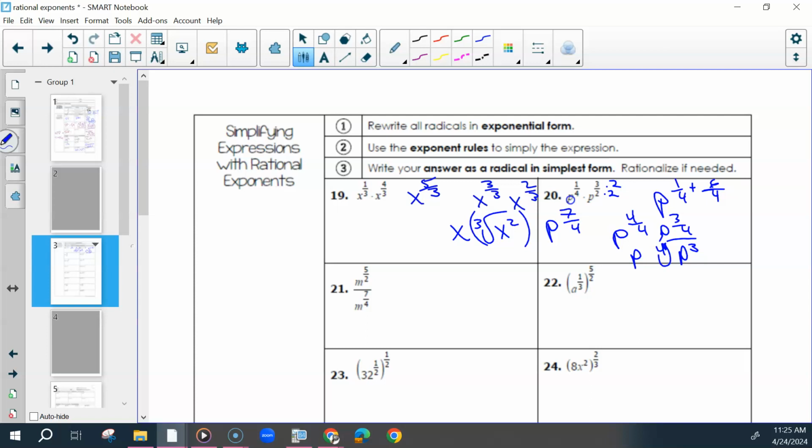Why do we have 5 by 2? It could have multiplied it by something else, but 2 times 2 would give me 4. Common denominator.